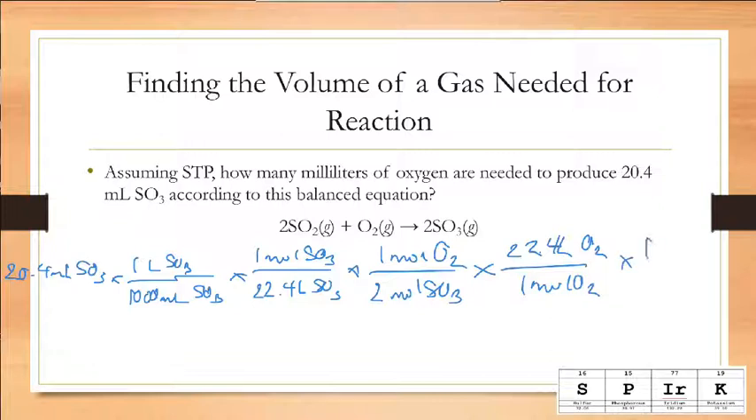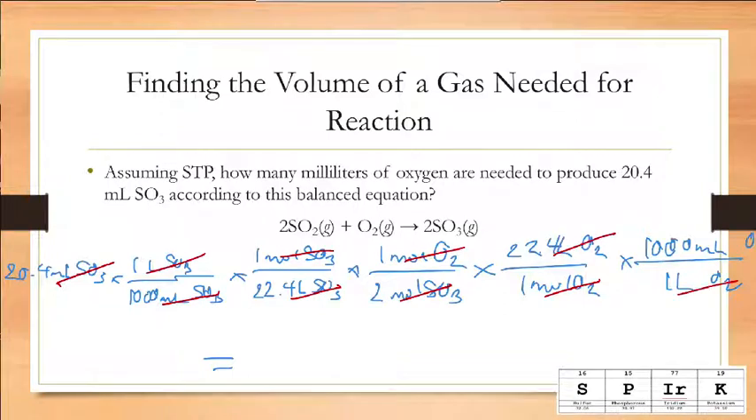We multiply that by 1,000 milliliters. Sorry, that looks really terrible. 1,000 milliliters for every 1 liter of O2. Multiply that through. Check through that our units cancel out again. Just make sure we're doing this right. Mole and mole, mole O2, liter of O2, liter of O2. We're left with the milliliters of O2. We multiply that through and we get 10.2 milliliters of O2.